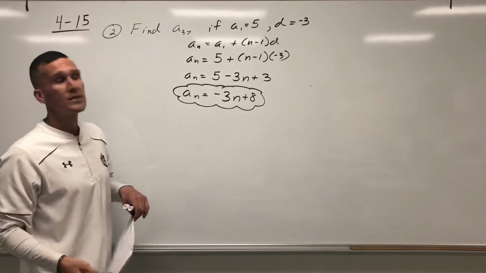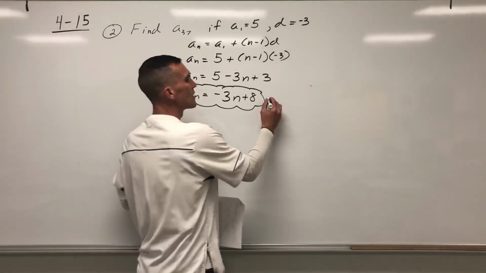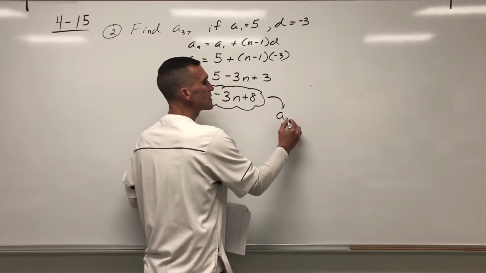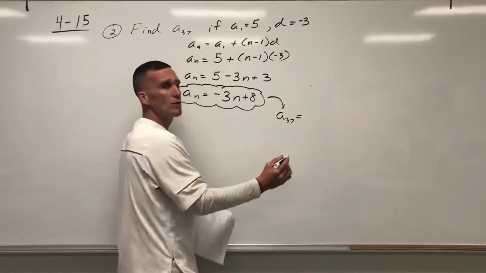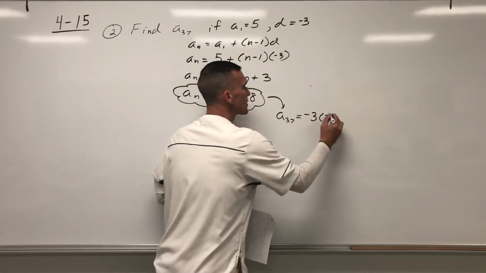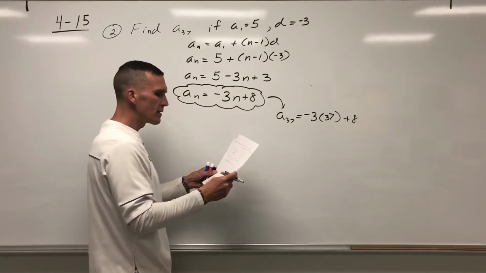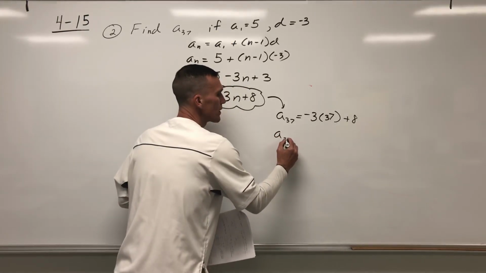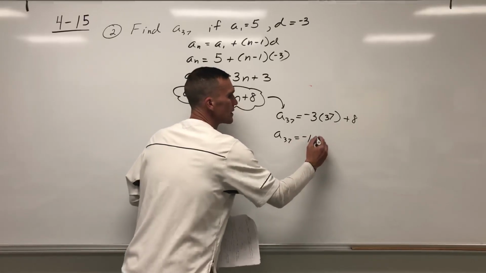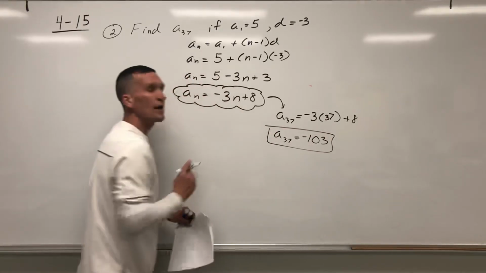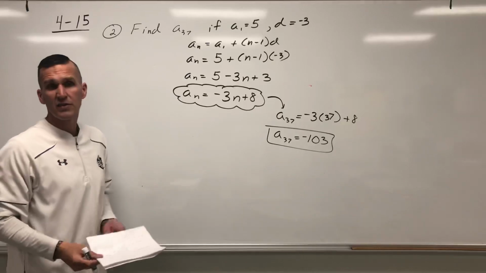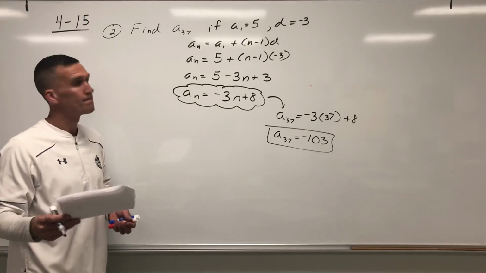Now the formula, or the equation, or the rule is not your final answer. We want to find the 37th term. So using this rule, I could do a sub 37 is equal to -3 times 37 plus 8, which gives me a final answer of -103. And I used my calculator for that. So the 37th term is -103.